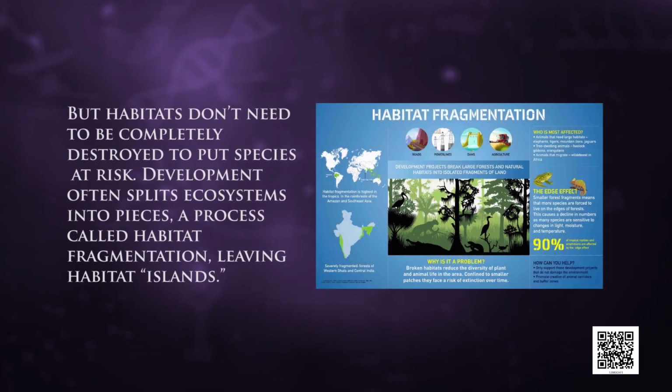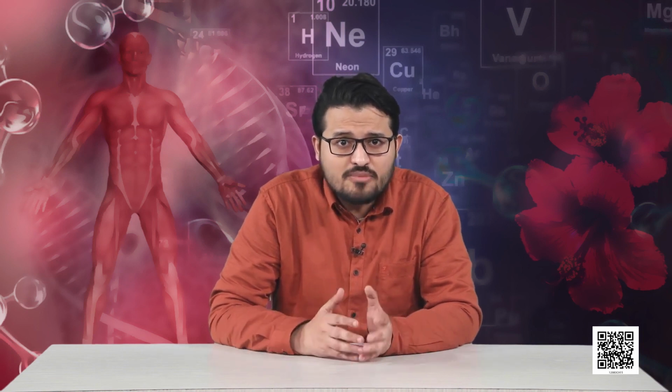But habitats don't need to be completely destroyed to put species at risk. Development often splits ecosystems into pieces, a process which is also called habitat fragmentation, leaving habitat islands. You probably think of islands as bits of land surrounded by water, but biological islands can be any patch of habitat surrounded by a different habitat. The smaller the habitat island, the fewer species that can live there, and the smaller their populations. Both changes make habitats and species more vulnerable to other disturbances. This is the most important cause driving animals and plants to extinction.